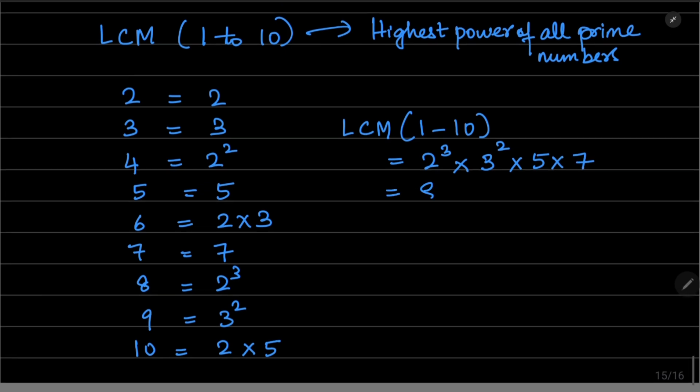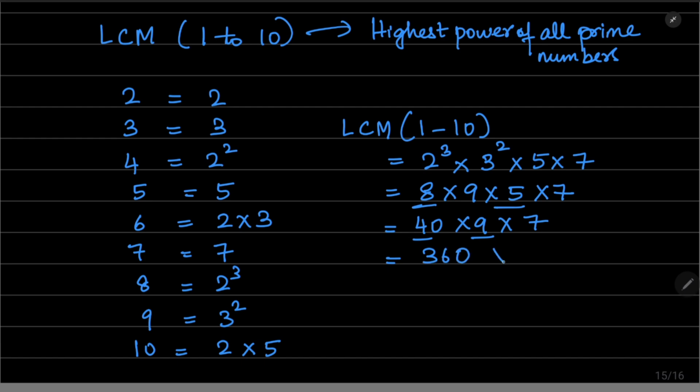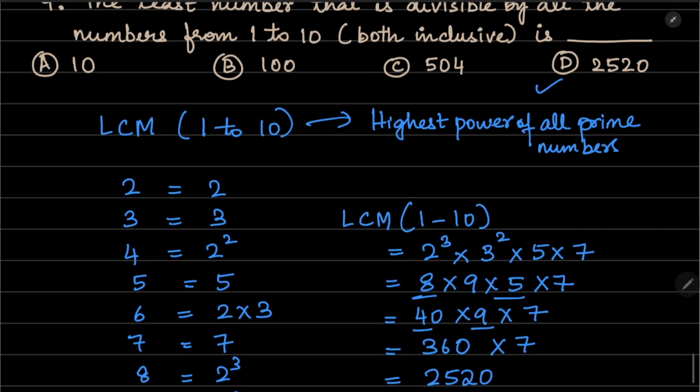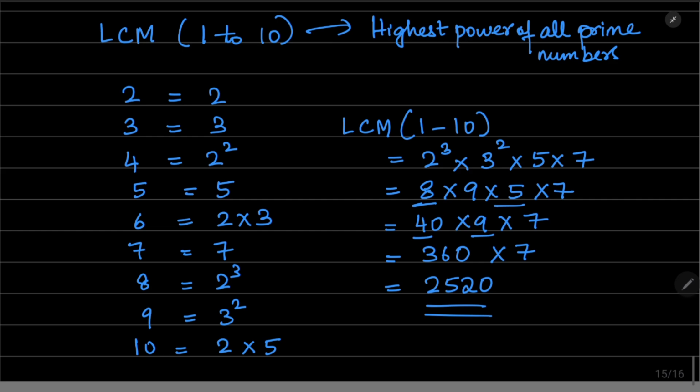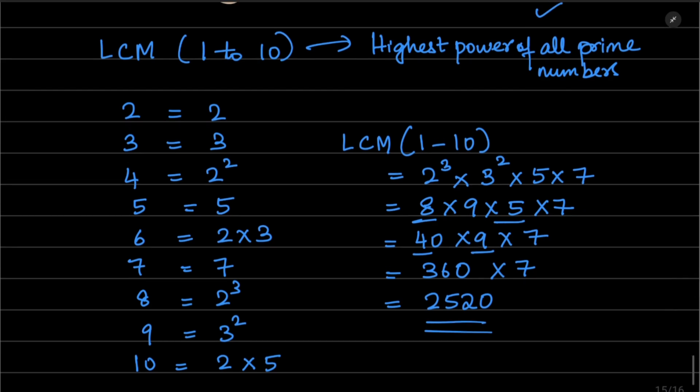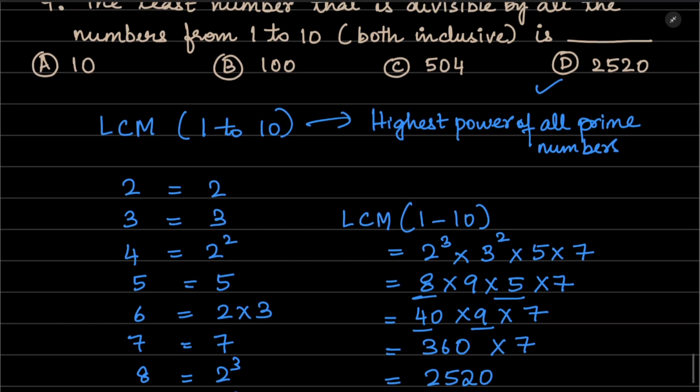So what is 2 cube? 8 multiplied by 9 multiplied by 5 multiplied by 7. Right? 8 5s are 40. So 40 multiplied by 9 multiplied by 7. 4 9s are 36. 360 multiplied by 7. So your answer is 2520 is the LCM. So the answer is D, 2520. Always remember, whenever you have to take the HCF, you have to take the lowest power of the common factor. If you have to take the LCM, you have to take the highest power of all the prime factors.